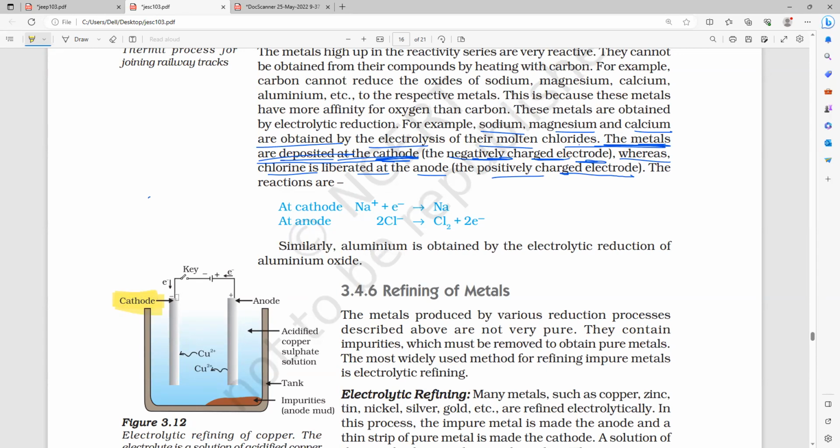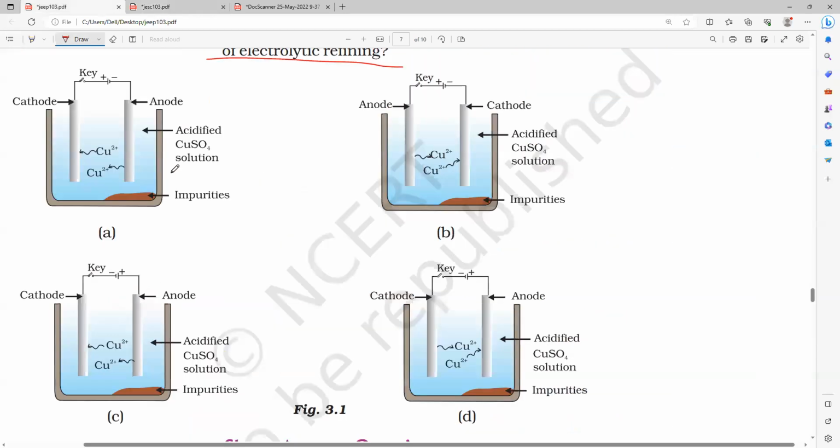Okay, so check it, everybody here. So this is the anode. Anode will take impure metal and cathode will take pure metal. So always from anode to cathode they will go. So first the anode reaction and then the cathode reaction. We have done it already. Check your classworks also.